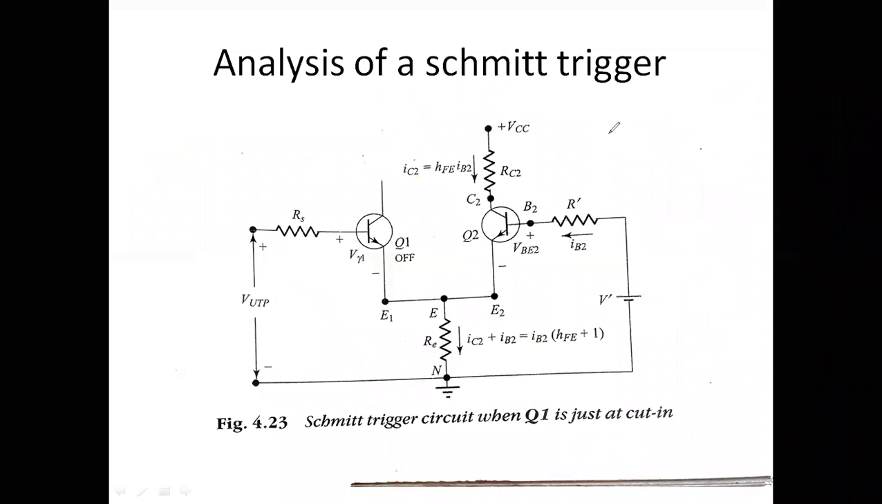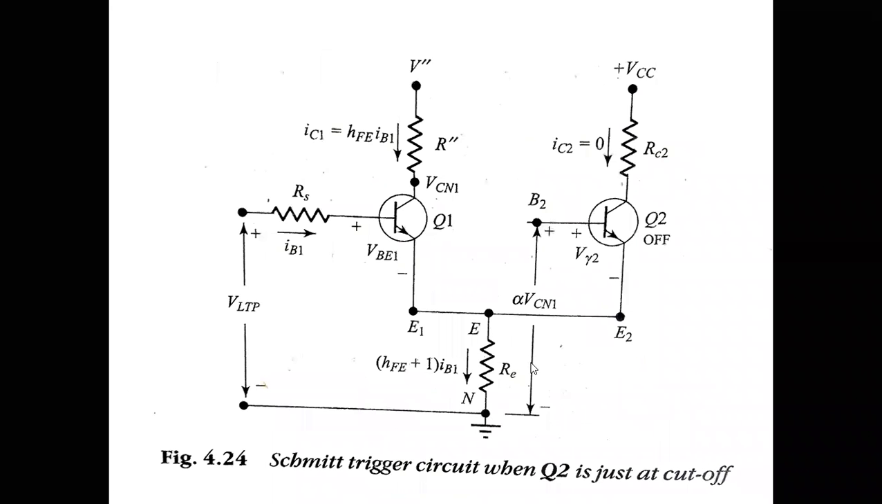If you have any doubts regarding upper triggering, how to derive the upper triggering point, you can ask. Otherwise, I will move on to the lower triggering point. How to derive the lower triggering point? No doubts?